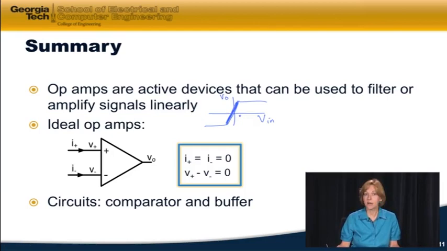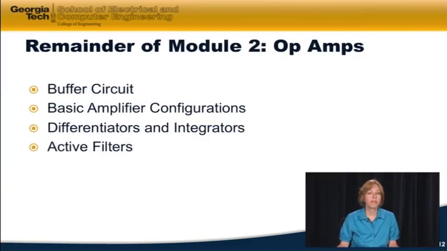Now we looked at ideal op-amp models. In particular, the model required this assumption. So any of the following lessons, we will be developing a lot of op-amp circuits. We will always go back to this model right here where these assumptions are true. We looked at 2 particular types of circuits, a comparator circuit and a buffer circuit. So the remainder of Module 2, we will go in more depth in the buffer circuit. We will cover a number of different amplifier configurations with op-amps, and we will look at differentiators and integrator circuits, and then we'll go on to look at active filters.